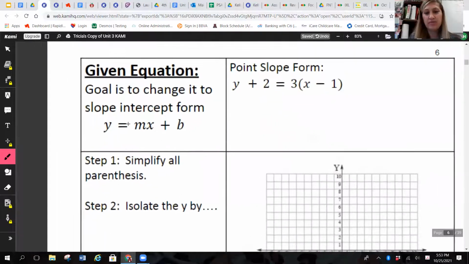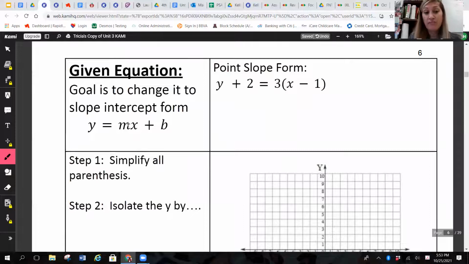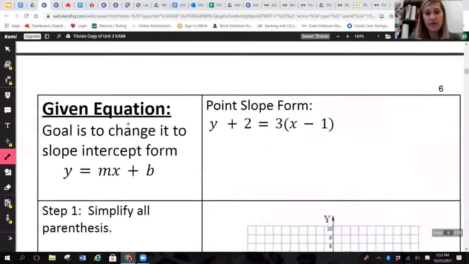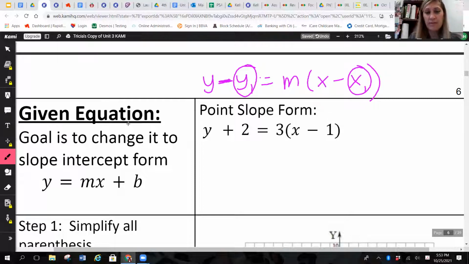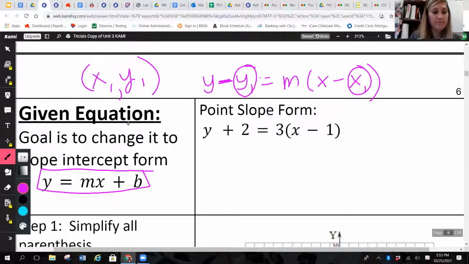Here is an example of point slope form. Remember, point slope form looks like this: y minus y1 equals m times x minus x1. It looks like they already gave us a point. This and this make up the point x1, y1, and there's a comma in between because it's a point. Nonetheless, we don't need to know the point. We just need to simplify into y equals mx plus b form.